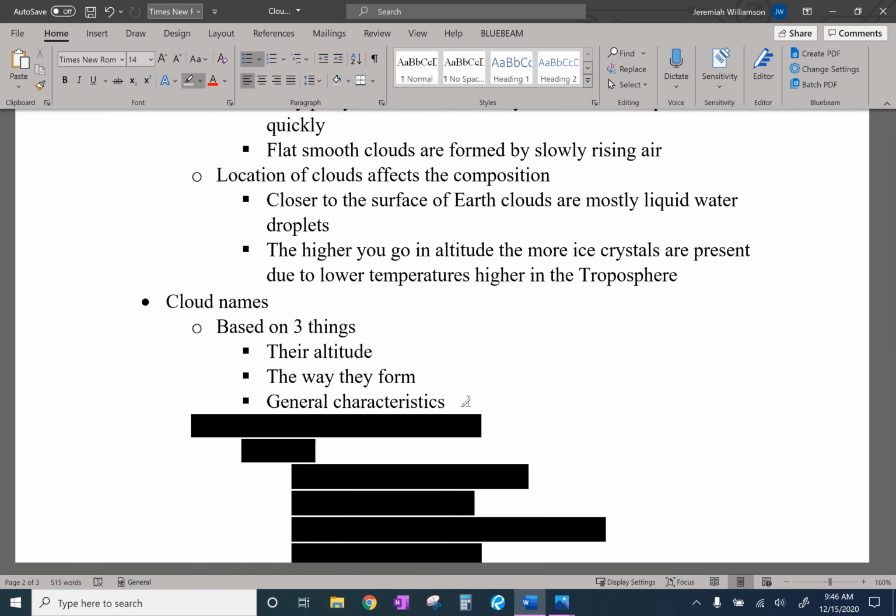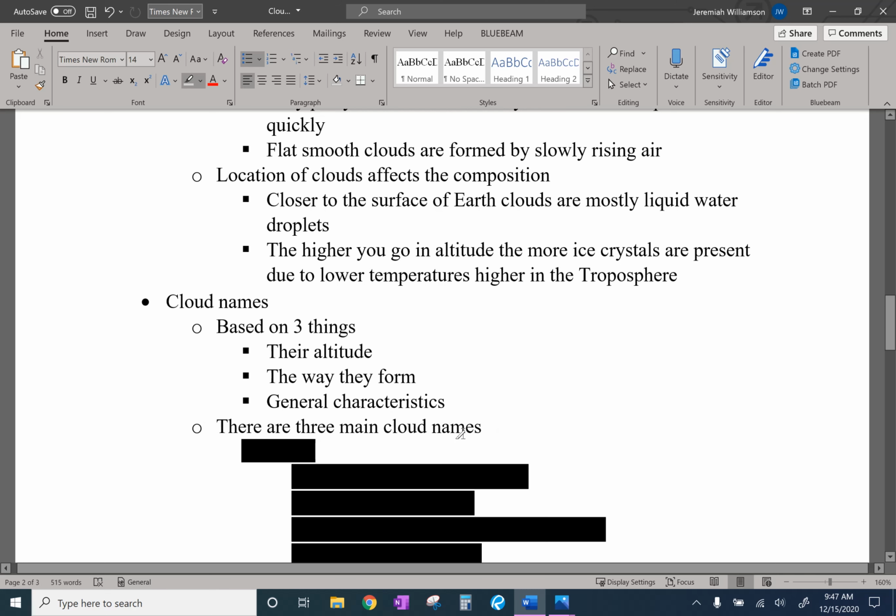And I will go ahead and tell you that on any tests or anything in the future, I will not try to trick you on these. If I give you an example of a cloud, it should be obvious if you know them and if you have the notes on them. All right, next, there are three main cloud names. Now, that doesn't mean that those are the only three because there are variations on each one.